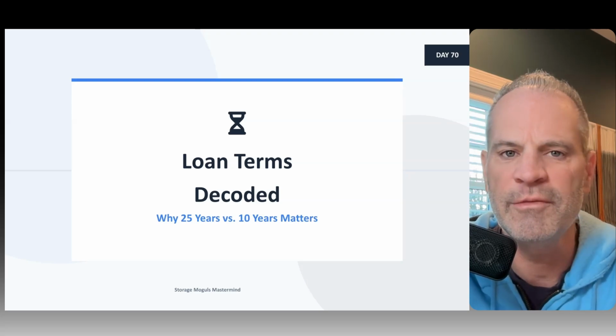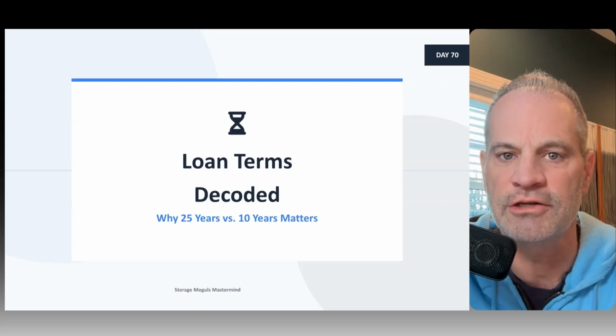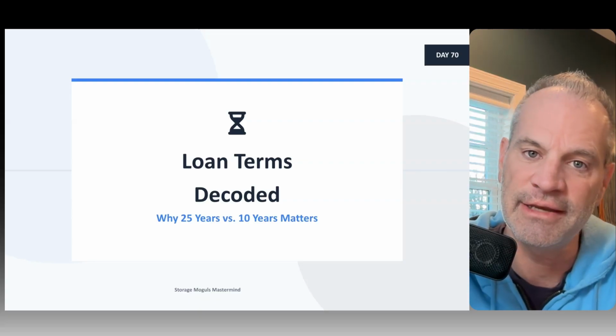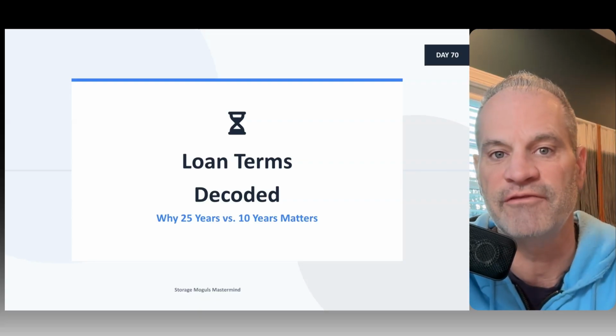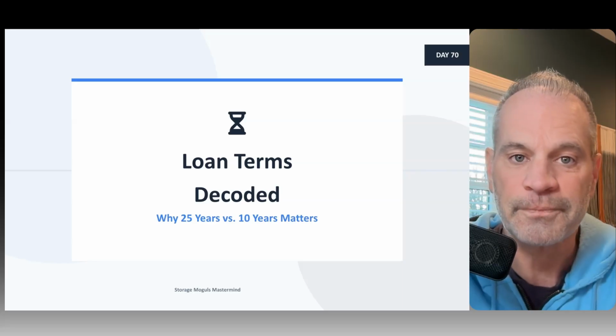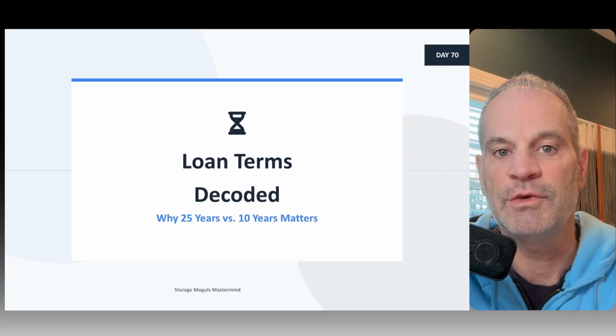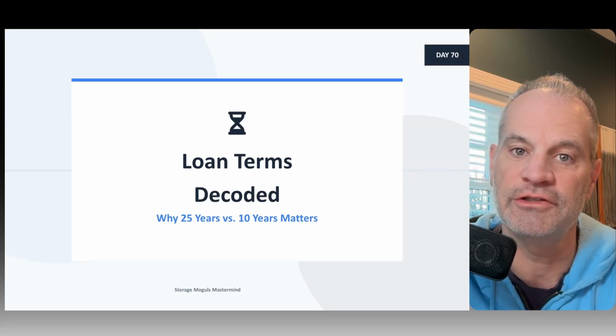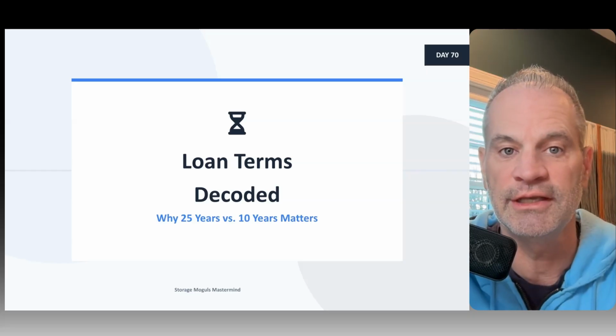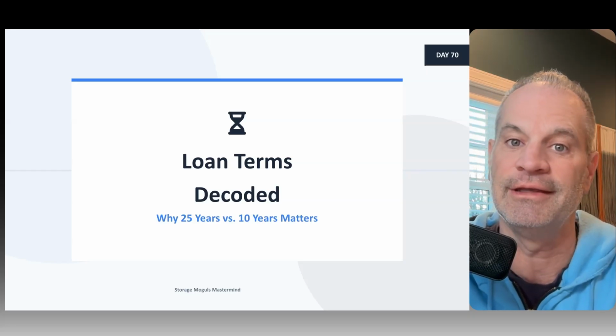So we're moving beyond simple interest rates here to look at the structure of the debt itself. Understanding this distinction is key to maximizing profitability in commercial real estate. It can be the difference between optimizing for immediate cash flow versus long-term wealth accumulation, and usually even between a deal that you can do and a deal that you can't do.